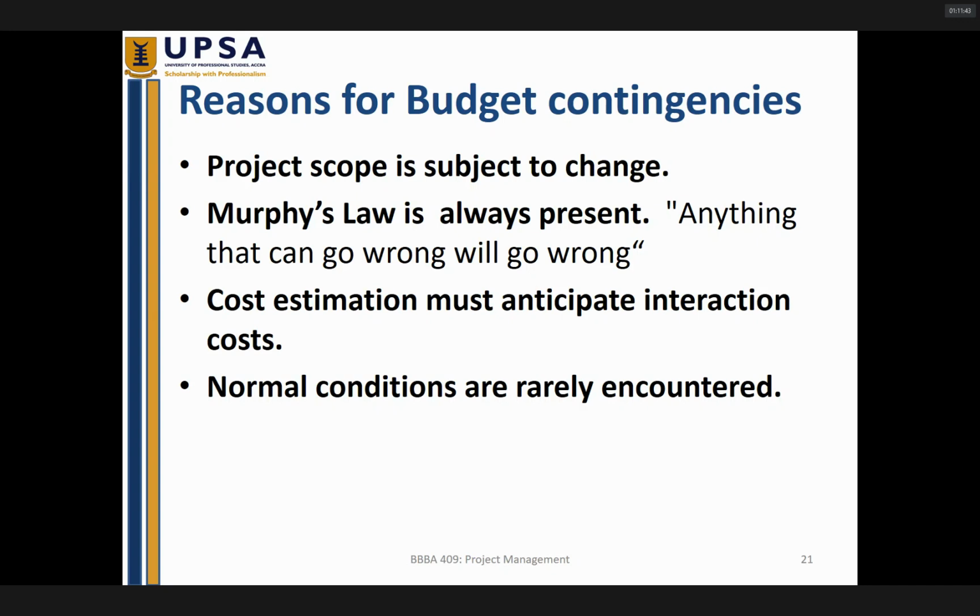So, because ideal conditions don't exist, in terms of project execution, we always need contingency budget or budget contingency to cater for these unexpected issues. Okay. Any question?